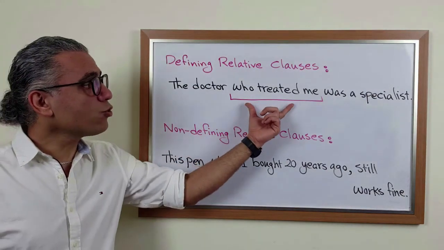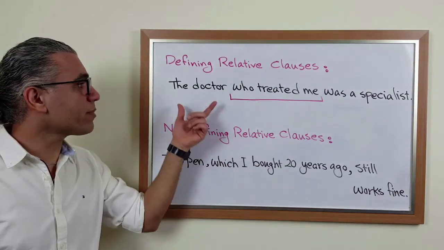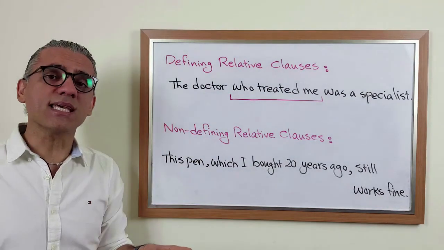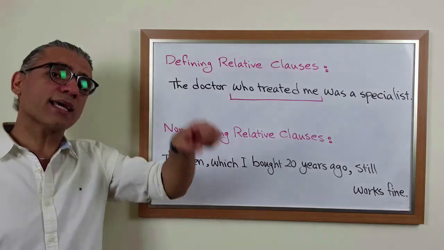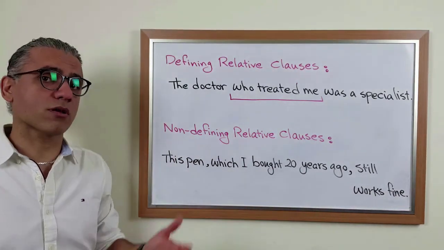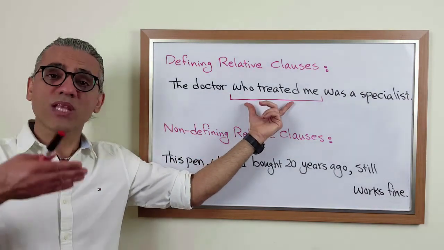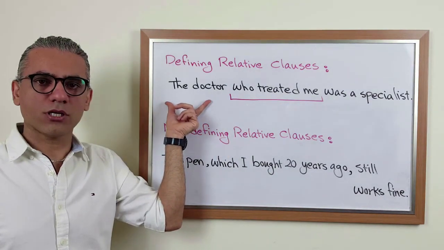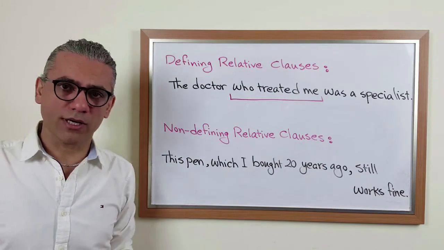So actually, who treated me is giving essential information about the doctor. It is making this doctor unique among all other doctors. So it is singling out this doctor from a group of other doctors, or all the other doctors for that matter. So the doctor who treated me, this is giving us essential information about the doctor, or what it is defining, so we call it a defining relative clause.